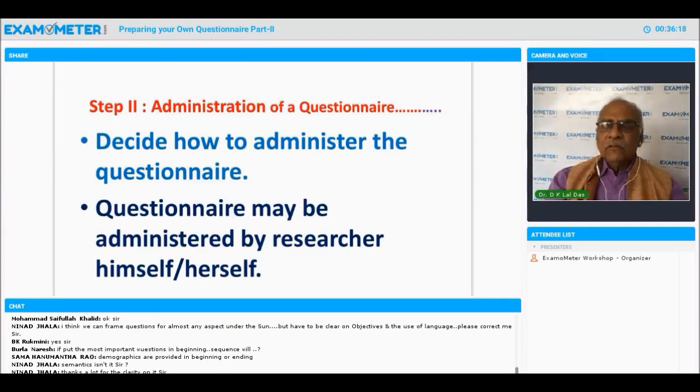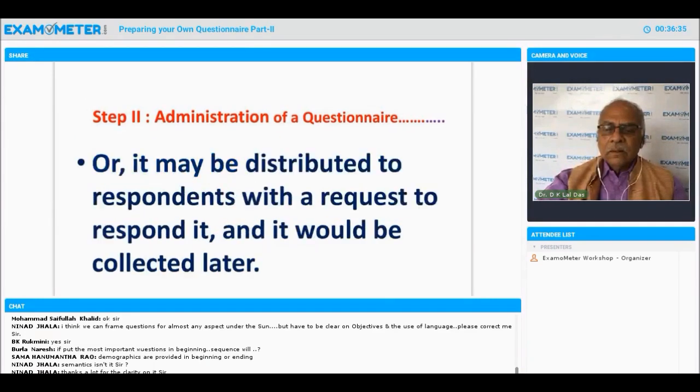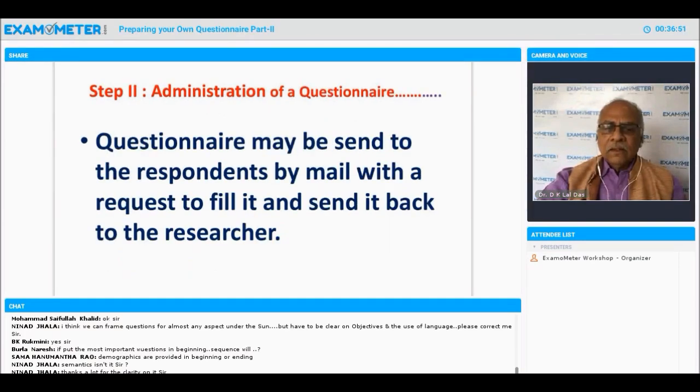Step 2 is the questions which you have selected. Now we have to administer the questionnaire. Questionnaire may be administered by researcher himself or herself. This is one way, or it may be distributed to the respondents with a request to respond to it, and it would be collected later. This is the second method. And third is, questionnaire may be sent to the respondent by mail with a request to fill it and send it back to the researcher. So these are the three methods of administration.